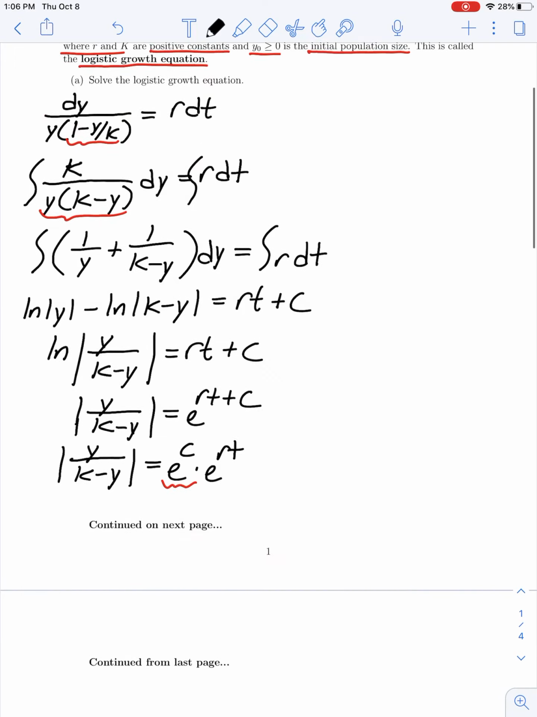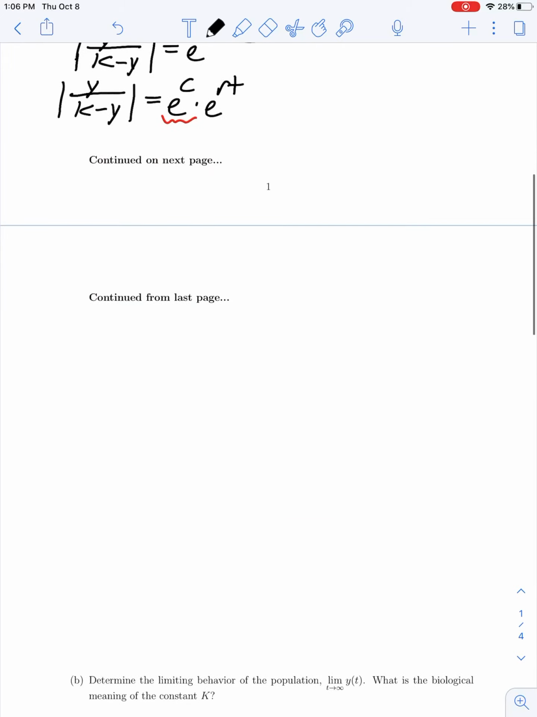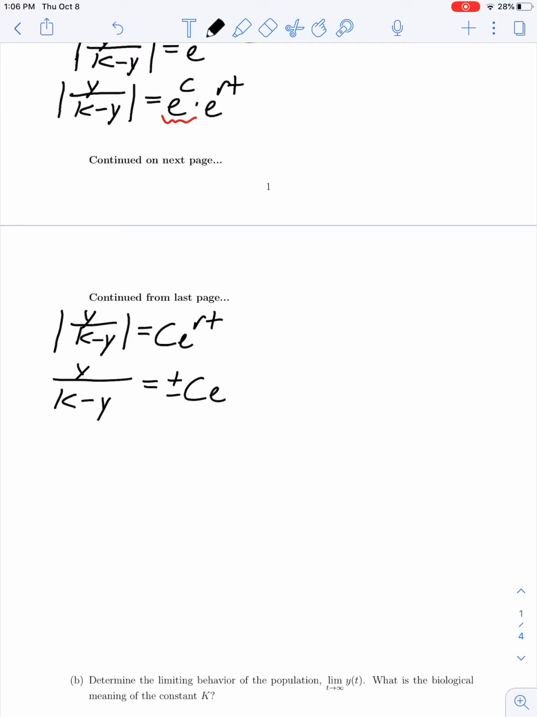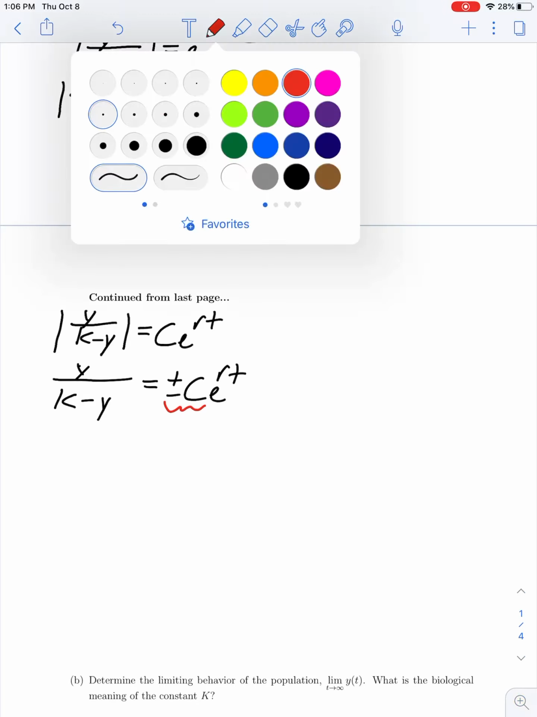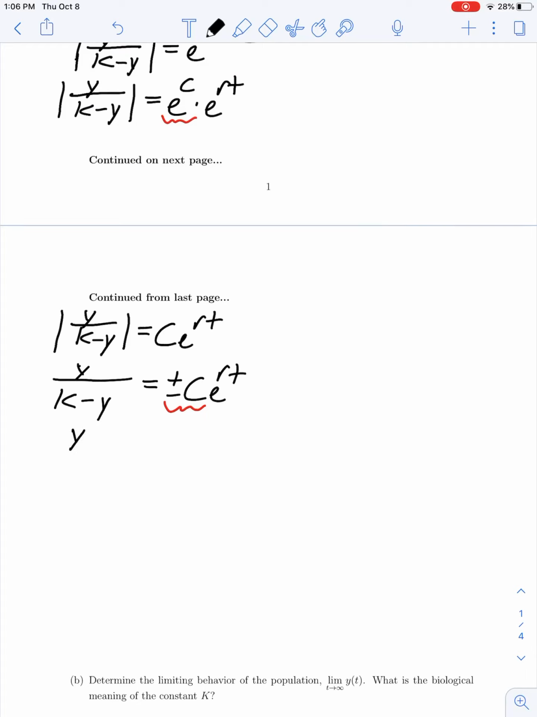So we have the absolute value of y over k minus y is equal to c e to the rt, and to eliminate the absolute value, I could take positive or negative c e to the rt power. But now this positive or negative value of c is just some new arbitrary constant, so let's simply call it c.